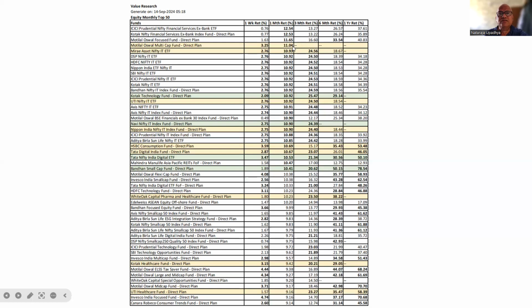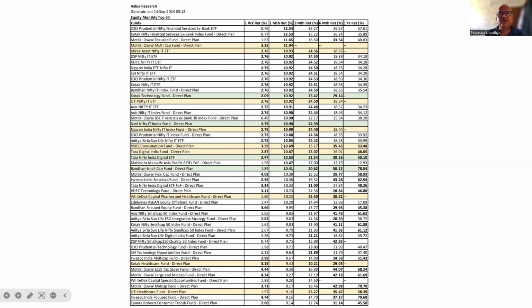So let us look at which of these are in amber, which are not as good as the green ones, but still can be considered for investments with some risk considerations. Motilal Oswal Multi-Cap Fund gave 11.04% return for the last 1 month. Mirae Asset Nifty IT ETF, 10.93% return for the last 1 month, and 24.56% for the last 3 months. UTI Nifty IT ETF, 10.92 and 24.50. Then Nippon India Nifty IT Index Fund, 10.9 plus and 24.4.